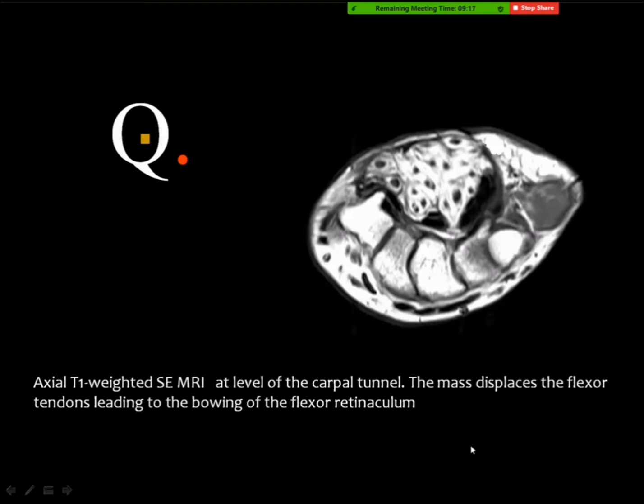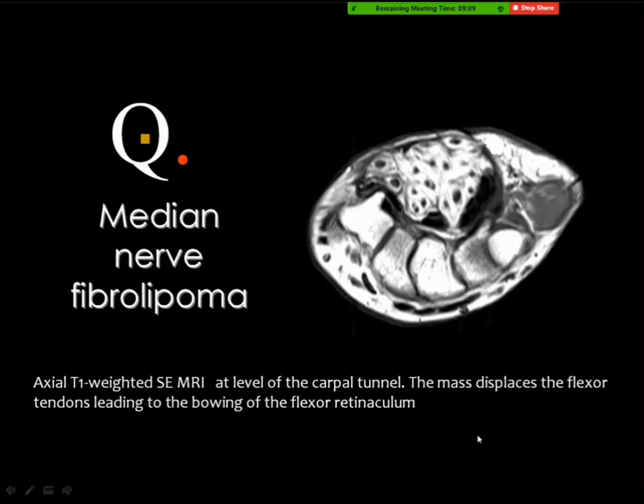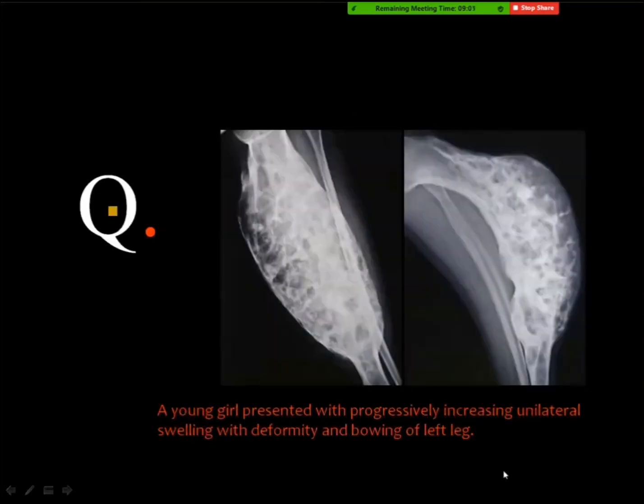Carpal tunnel syndrome. Carpal tunnel syndrome due to fibromatosis of the median nerve. This is in the axial image, and the previous one was in the sagittal image.